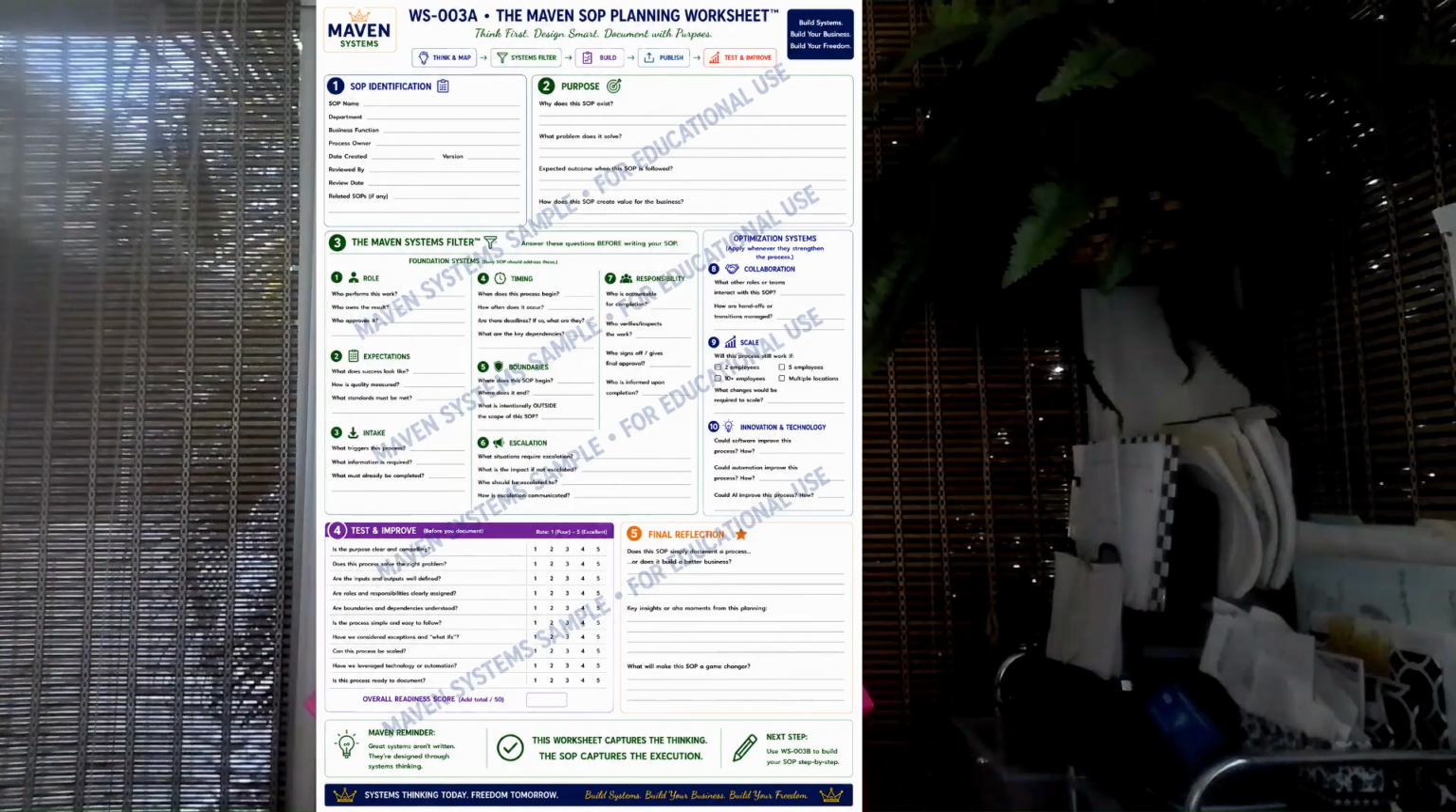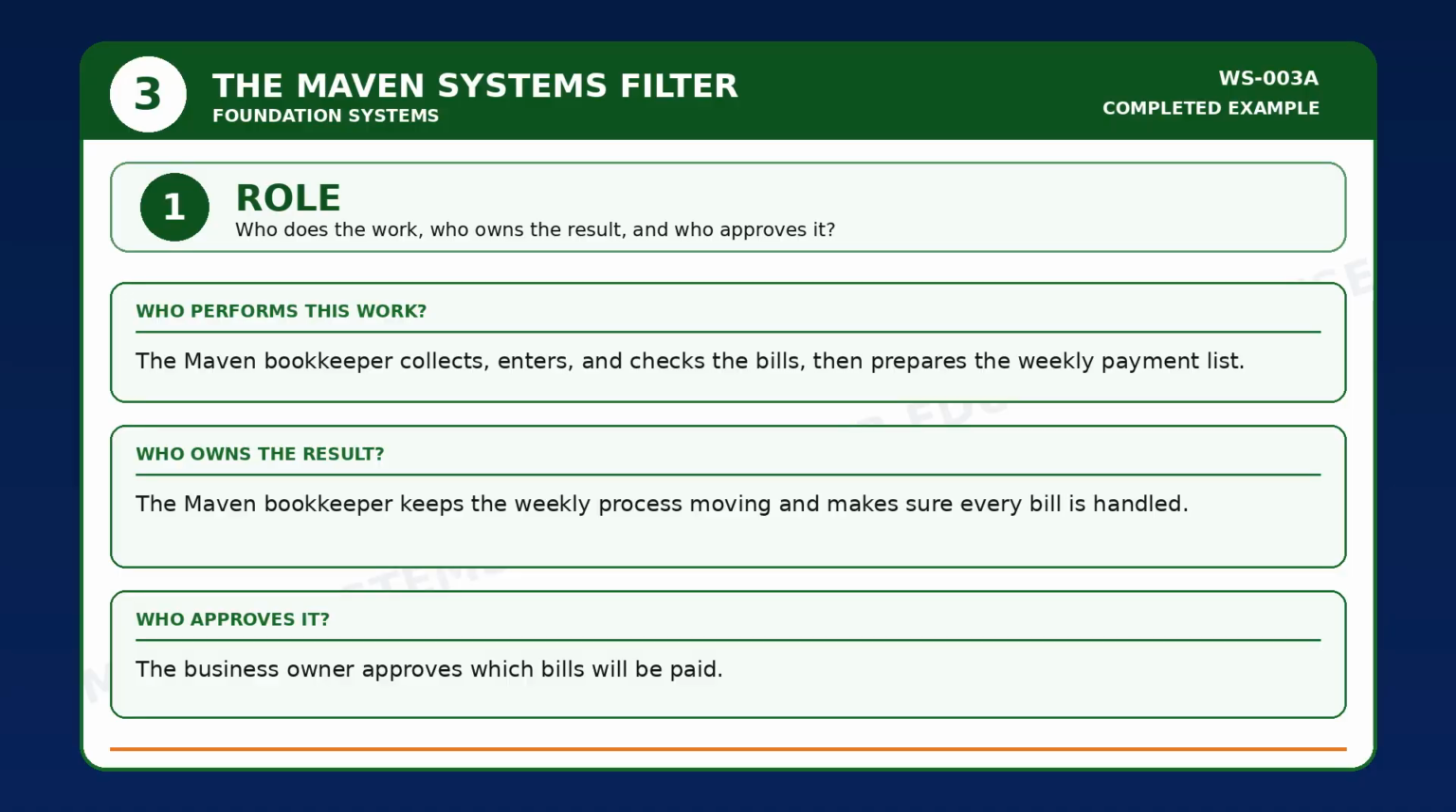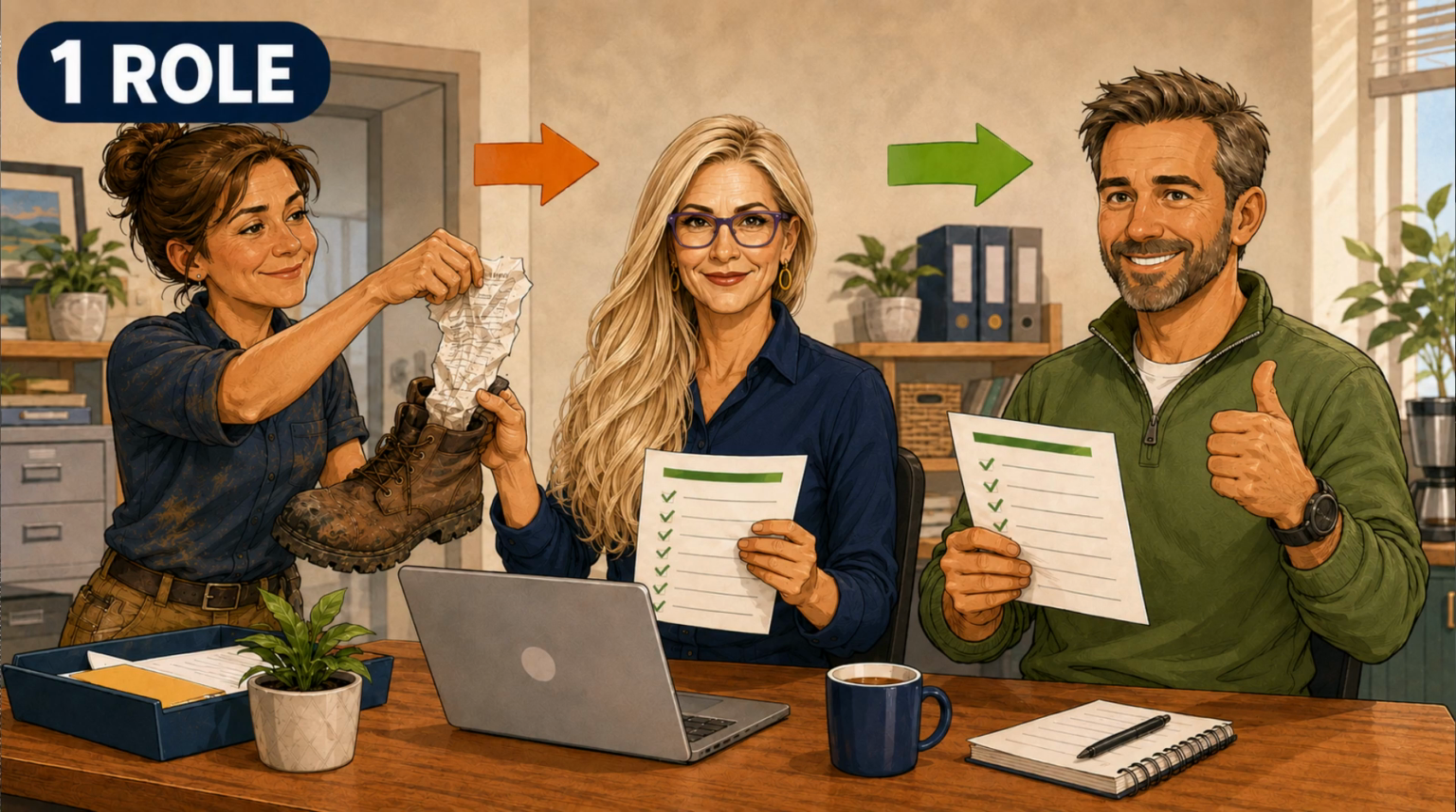So on our worksheet, this is what we're going to write. Under role, number 1, who performs the work? The Maven bookkeeper. Who owns the result? The Maven bookkeeper keeps the weekly process moving and makes sure every bill is handled. Who approves it? The business owner approves which bill will be paid. We've now answered a question that causes trouble in most small businesses, which is who was supposed to take care of that? No guessing. The employee submits it, the Maven prepares it, the owner approves it.